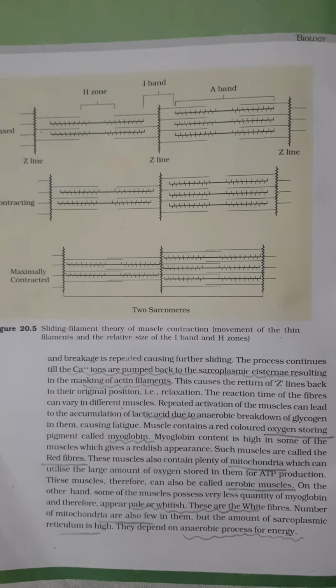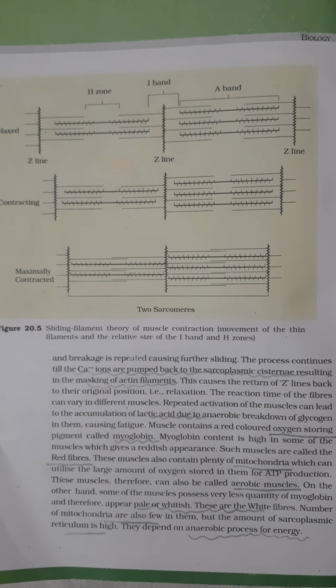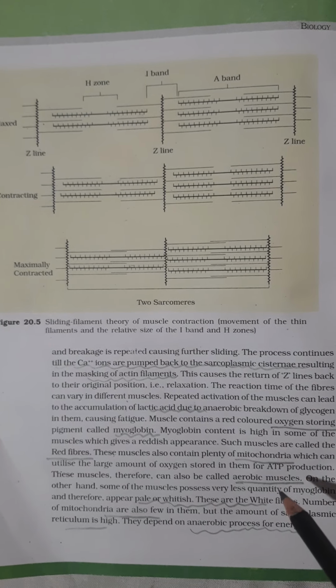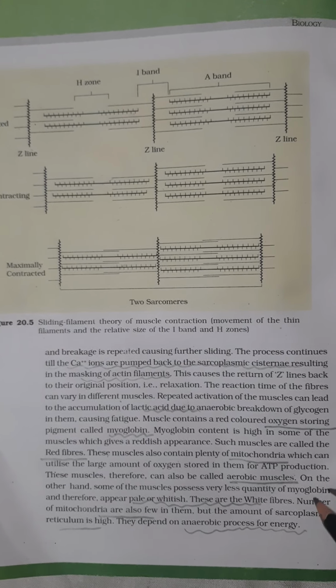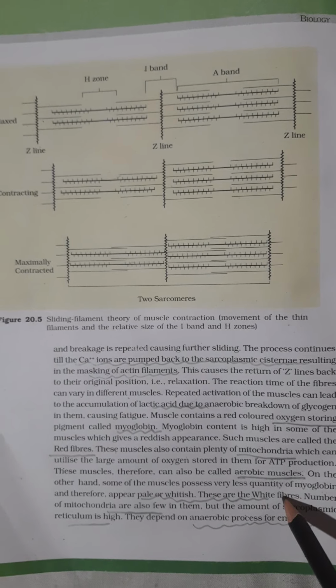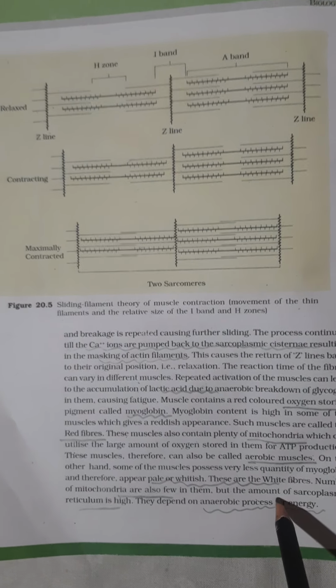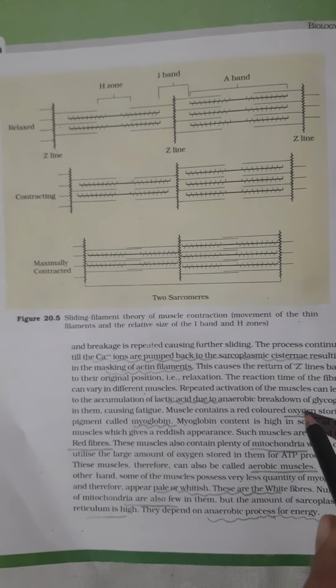Now there can be two types of muscles. One contains an oxygen storing pigment, that is myoglobin. Those are red muscle fibers, or they can be called aerobic muscles. But in the other case, where the quantity of myoglobin is less, they will appear whitish, called white fibers or anaerobic muscles. These are activated in anaerobic processes, while the red fibers help during aerobic respiration.